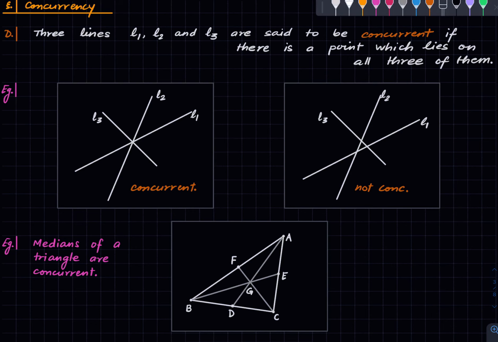Another very interesting example is that medians of a triangle are concurrent. You take any triangle, you draw the 3 medians. Recall, a median is a line passing through a vertex and through the midpoint of the opposite side. So you draw the 3 medians, you will find that always they will be concurrent. There will be a common point through which all of them pass, and this point is called the centroid of the triangle. And in fact, we will hint at a proof of this using coordinate geometry in this lecture.